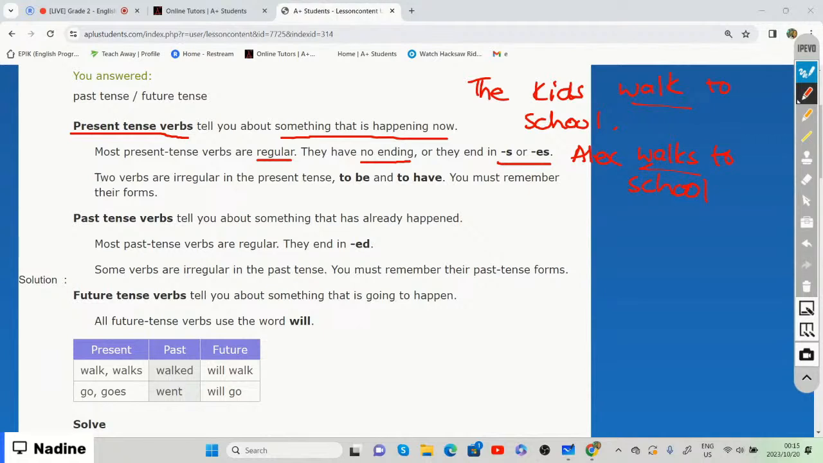And remember, if we are making mention of more than one person doing an action in the present tense, then our verb does not end in s. But if we are showing that one person is doing something, then our verb ends in s.